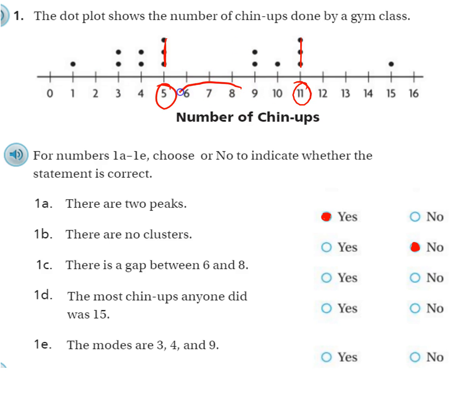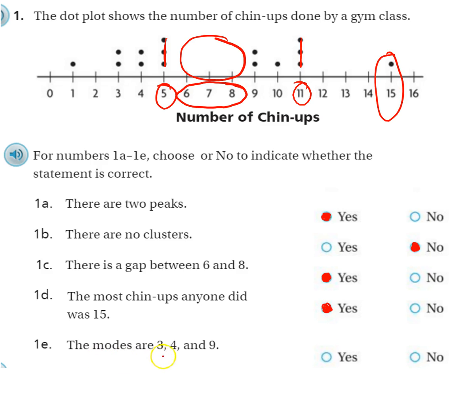Okay, there is a gap between 6 and 8. Well, is there anybody that did between 6 and 8? No, no people here. So yeah, that's true. The most chin-ups anyone did was 15. Yeah, there's no one that did 16, no one higher. This is the most. So yeah, that's true.